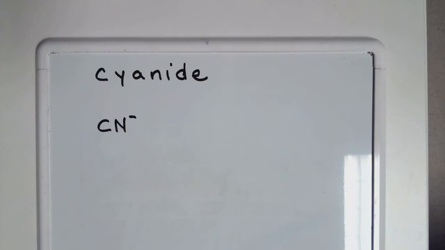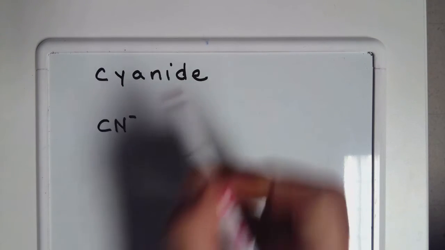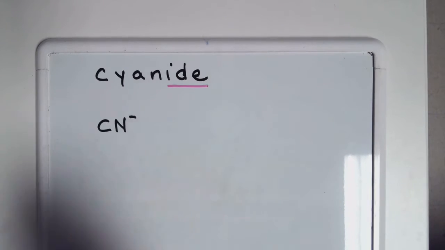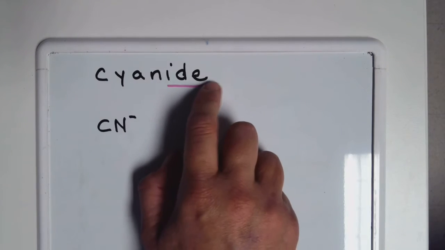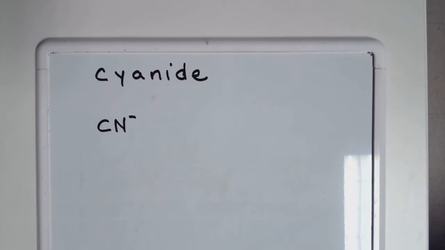You'll notice there's no oxygen in this polyatomic ion, and that is why it does not end in "ate." Unlike nitrate or sulfate or phosphate or carbonate, which all have oxygen, this does not have oxygen in it, so its name ends in "ide." And that's a feature of writing and naming polyatomic ions that you want to be up on.